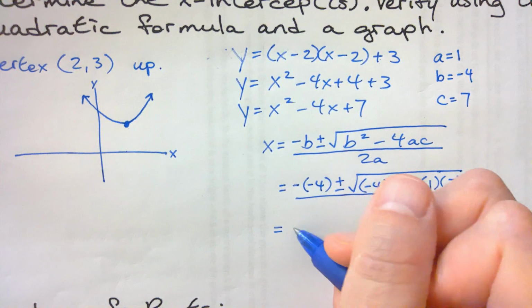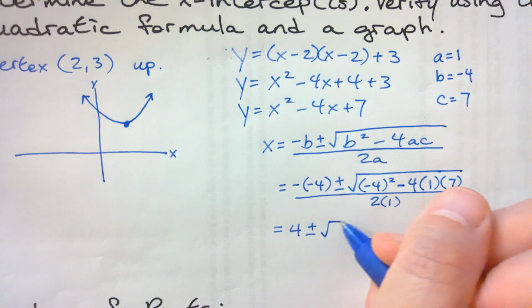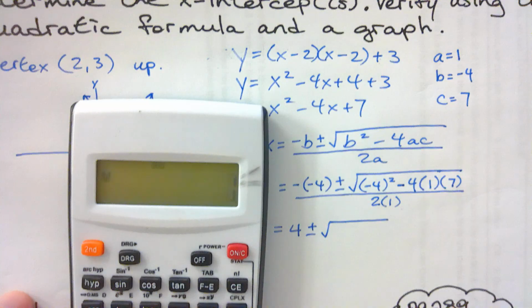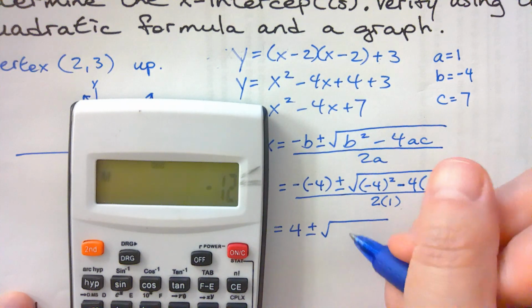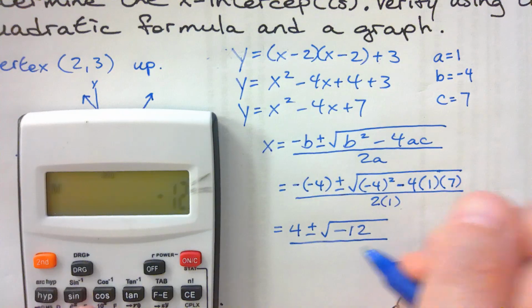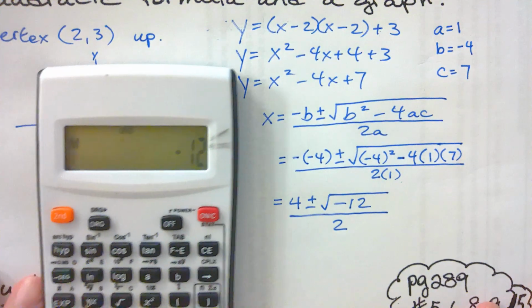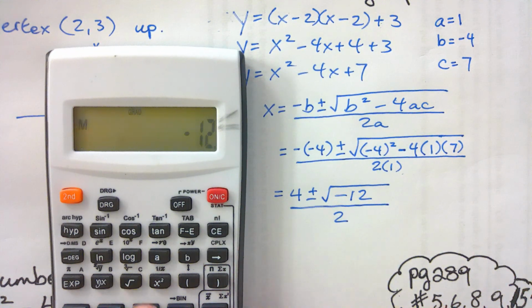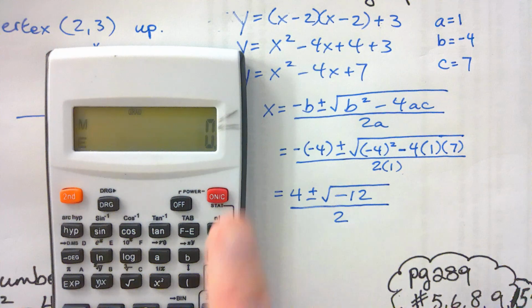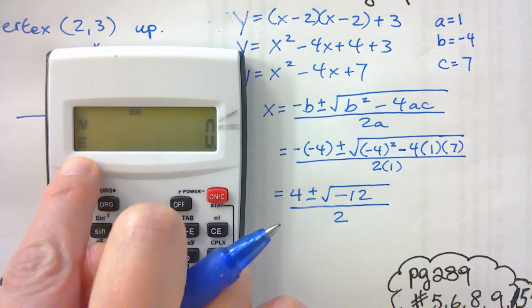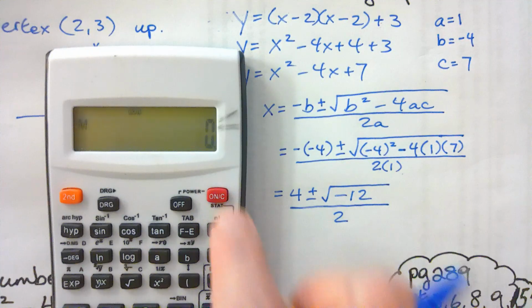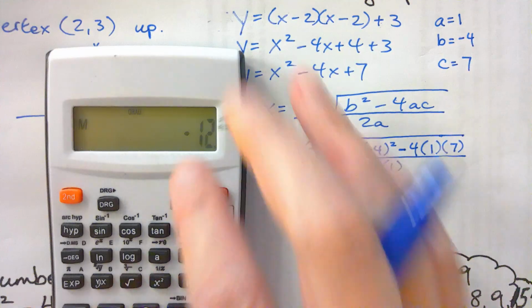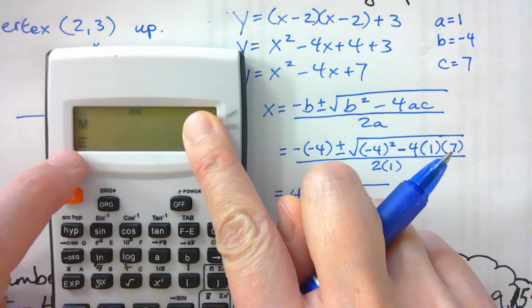So negative of negative 4 is 4 plus or minus, okay, 16 minus 28. What do you get? 16 minus 28? Negative 12. Exactly. All right, so what's the square root of negative 12? It's not 0, it's an error. See, I don't like this calculator. I want my old calculator back. So when you square root negative 12, it's going to give you an error.